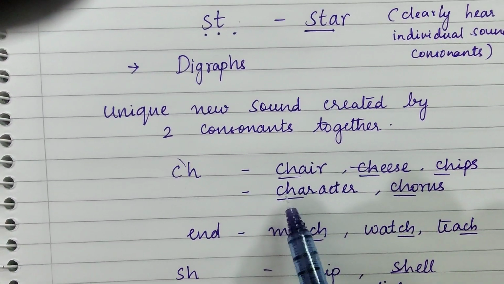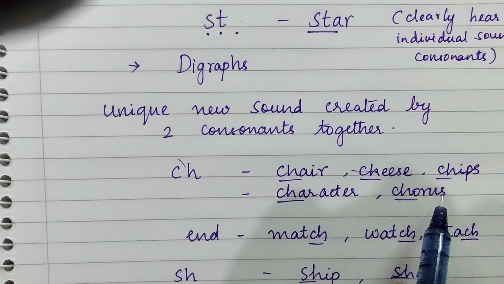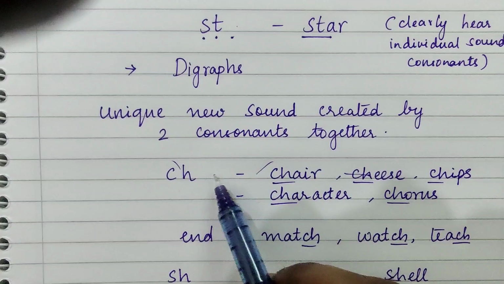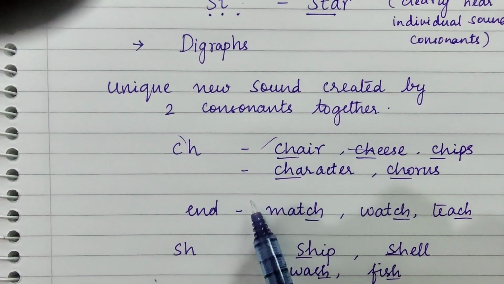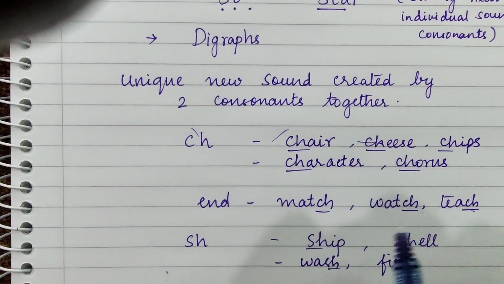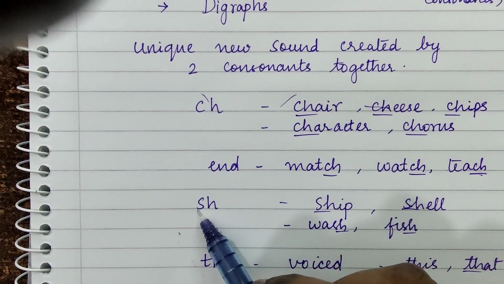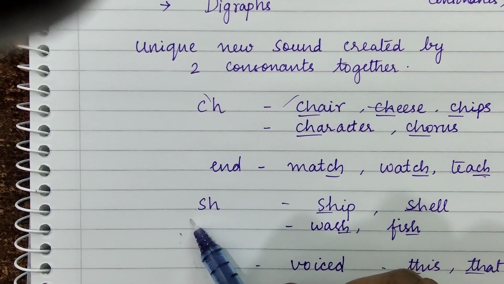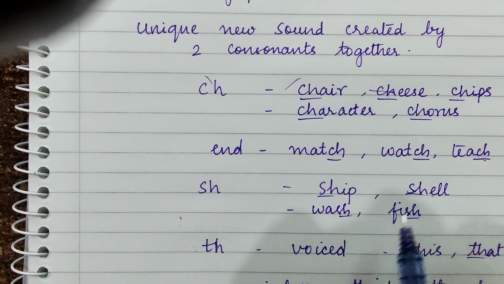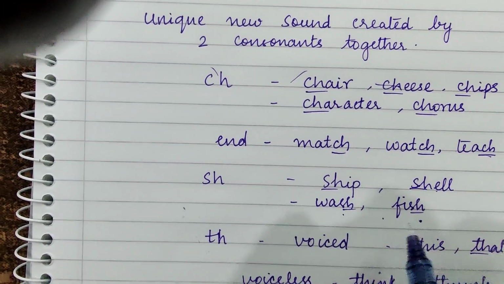And also we could see the sound k in some words, like in character, chorus. But this is the most commonly used sound, ch. It also comes at the end, like in match, watch, teach. The next digraph is sh. They make the sound sh. Ship, shell. At the end, it is wash, fish.